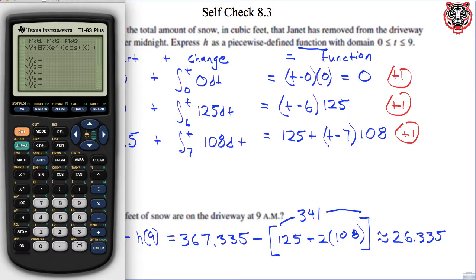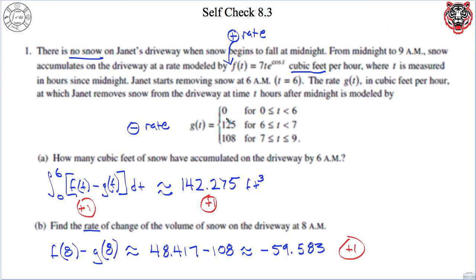All right, so let's see if I can change gears here. If you did the integral of g of t, this graph would essentially look like this. Between 0 and 6, your line is nothing. There's no area. And then all of a sudden it jumps all the way up to 125 between 6 and 7. Then from 7 to 9, that bar jumps down a little bit lower right here. So you're really just finding the area under here.